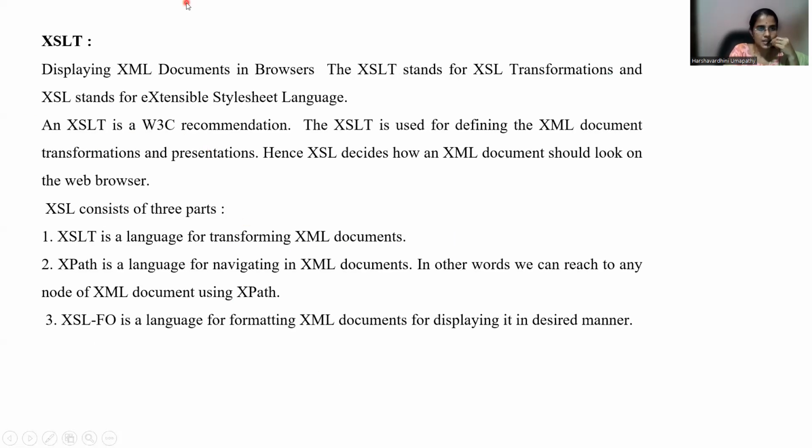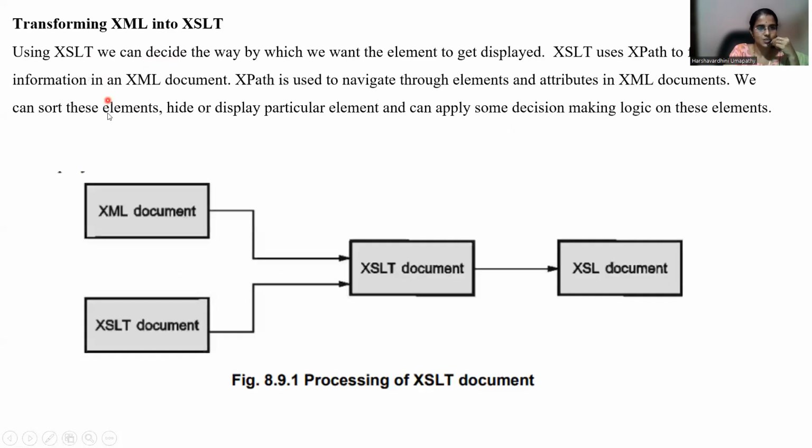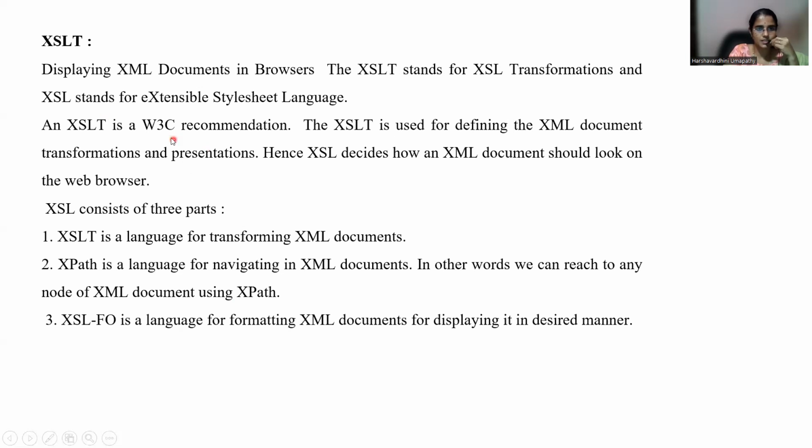Then XSLT. This XSLT is for transformations. XSL transformation is called XSLT. The XSL also stands for extensible style sheet language. So XSLT is extensible style sheet language transformations. This XSLT works under the W3C recommendation, where all the transformations and presentations are used in defining the XML documents.